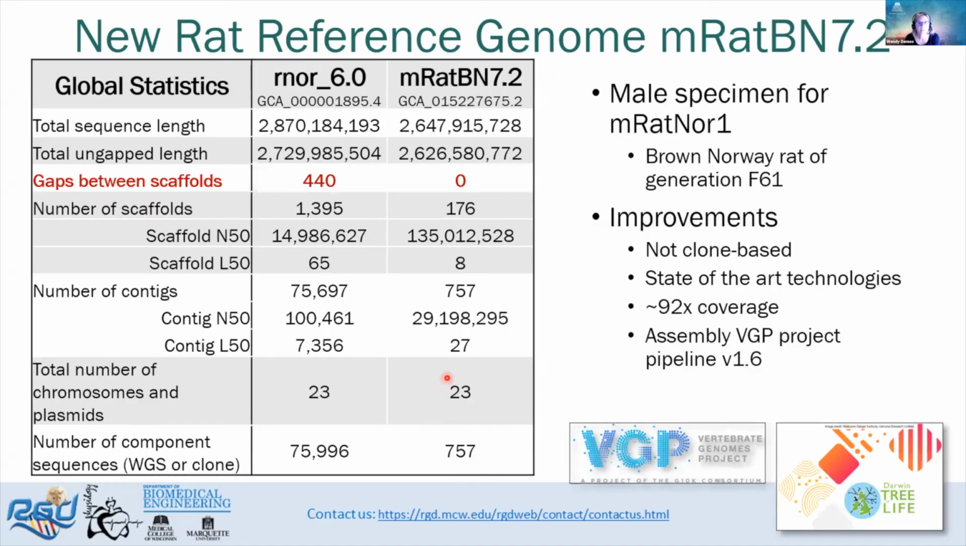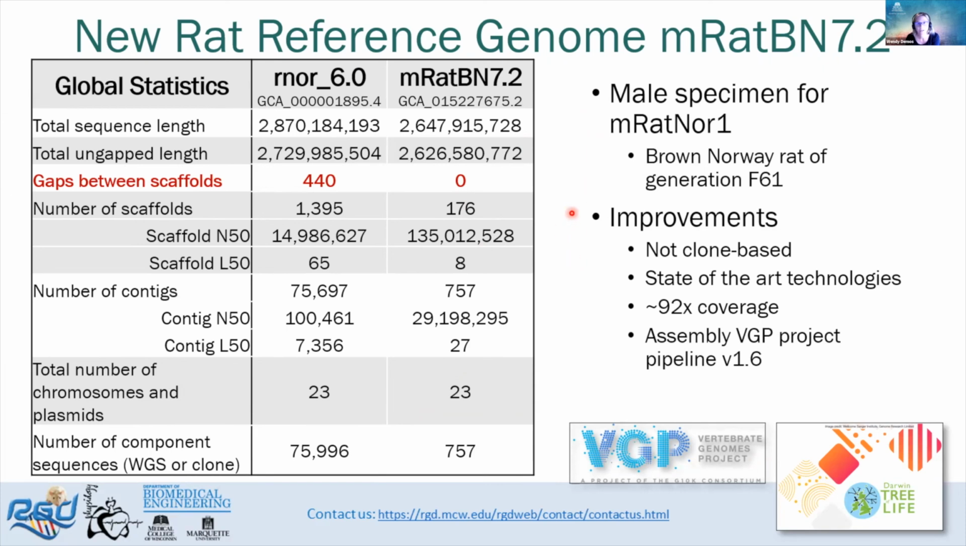So the latest assembly, mammalian rat brown Norway, version 7.2, was released in November of 2020. It was generated from a kidney tissue of a generation F61 male, descendant of the original female brown Norway rat. This assembly, generated by the Darwin Tree of Life project at the Wellcome Sanger Institute, provides major advancements in comparison to the other clone-based rat reference versions.